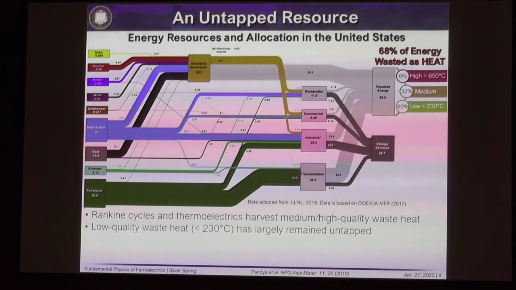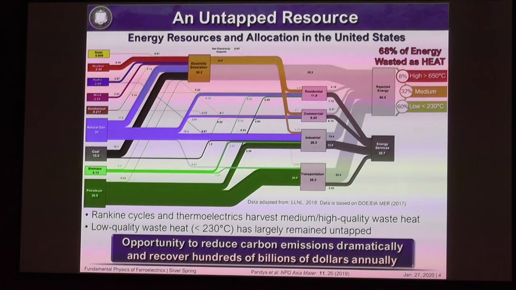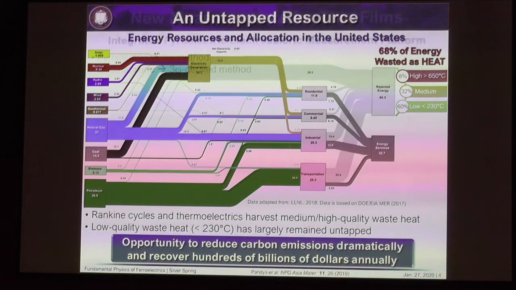So if you have high quality heat, you can have things like Rankine cycles and thermoelectrics that are quite good at harvesting these medium and high quality waste heats, but there's relatively little that can be done with this low quality waste heat. It's a largely untapped resource. And so there's a big opportunity to both reduce carbon emissions, but also recover lots of money in doing this. And so these pyroelectric materials are important in this sense, in this low energy, low quality waste heat regime. So this is kind of a background point for us.